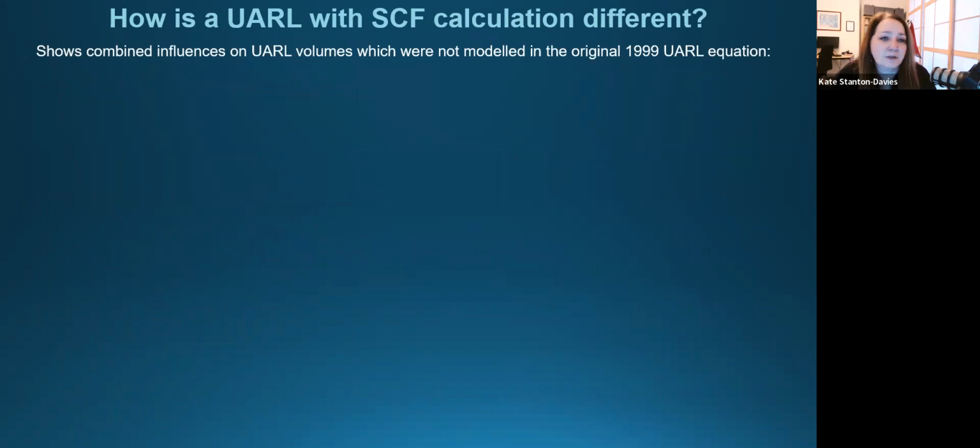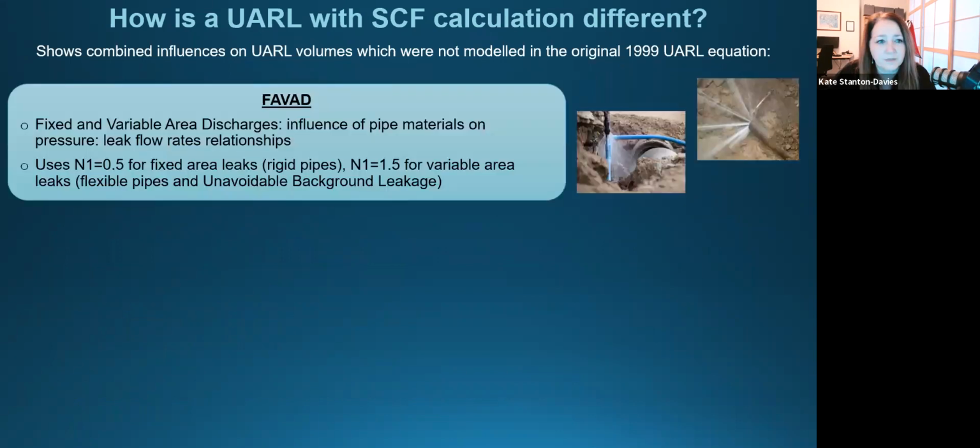It shows the influences which can be combined on UARL volumes, which were not part of the original 1999 UARL equation. The first one of those is FAVAD, fixed and variable area discharges. So this is the influence of pipe materials on the pressure leak flow rate relationship. And the UARL with SCF software uses an N1 of 0.5 for fixed area leaks on rigid pipes and an N1 of 1.5 for variable area leaks on flexible pipes. It also uses an N1 of 1.5 for unavoidable background leakage, which can make up about 60% of UARL leakage.